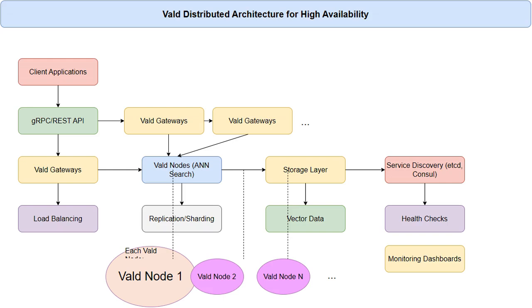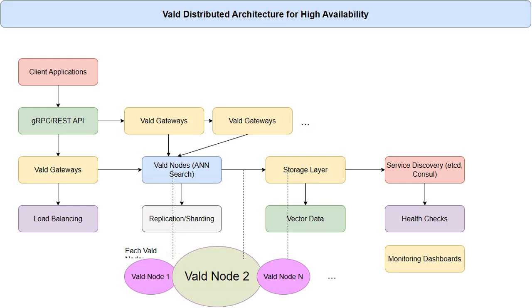It represents a specific server or process within the Vald cluster, contributing to the overall search and storage capacity of the system. This refers to another node in the Vald cluster, working in conjunction with other nodes like Vald node 1 to handle vector storage and ANN searches.